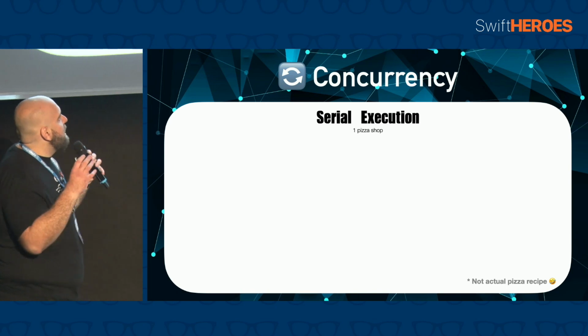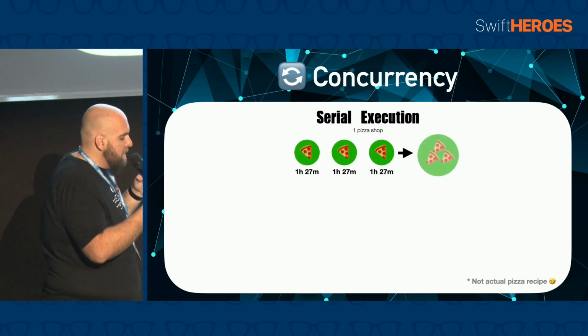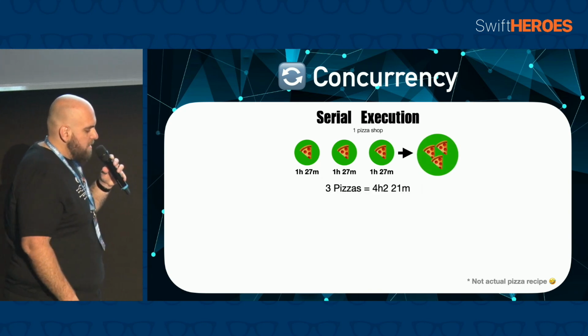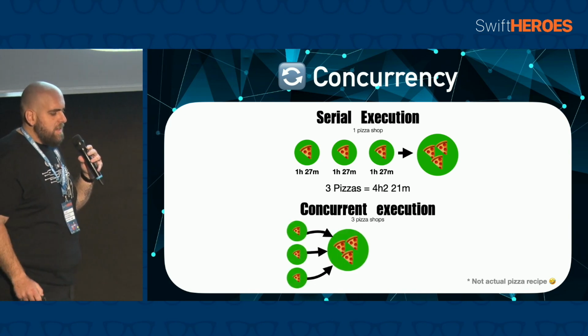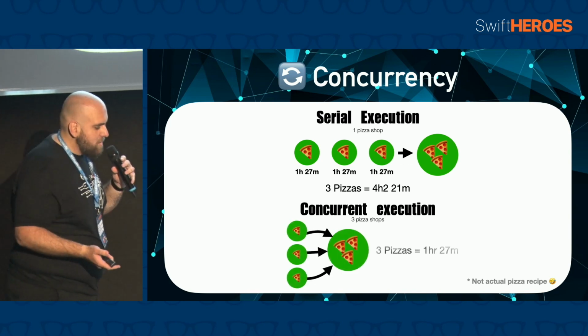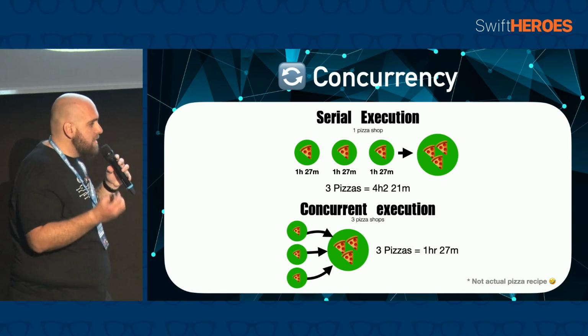But we can kind of go on the macro level here. So for example, if I have a single pizza shop, maybe I can make 3 pizzas in about 4 hours or so. But if I have 3 separate pizza shops, I can actually make 3 pizzas in the time it takes to make a single one. So this is another form of concurrency or parallelism.